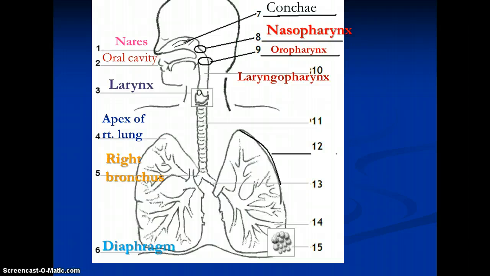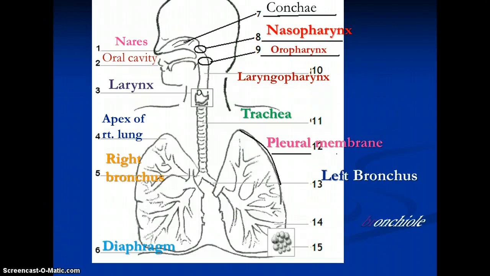Eleven, little cartilaginous lined tube keeping it open so air can breathe. Trachea. Twelve is the pleural membrane surrounding the lung. Thirteen, just the opposite of five. Fourteen is when the bronchial tube breaks and divides into more branches. They call those bronchioles. And finally, at the end of every bronchiole is a grape-like cluster of sacs, the alveoli.